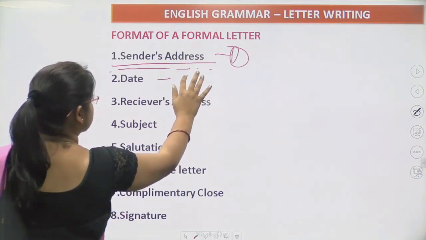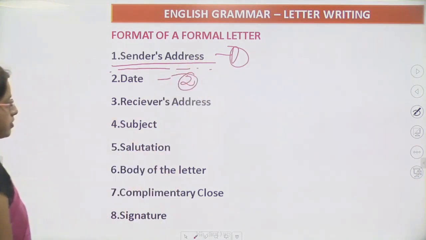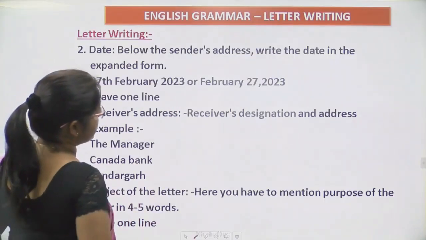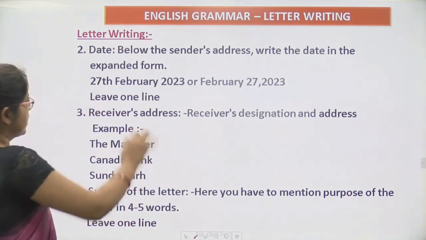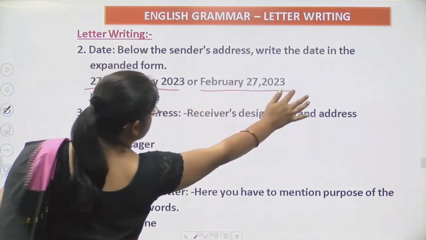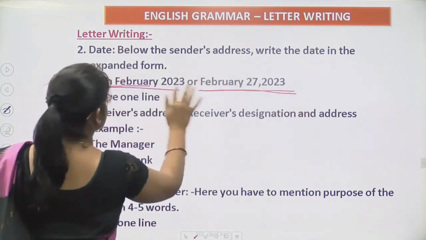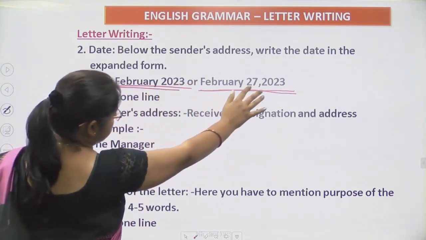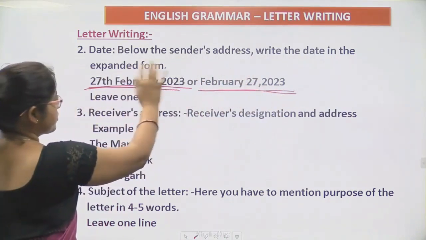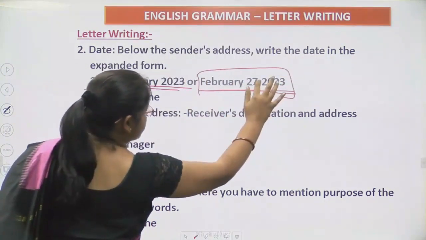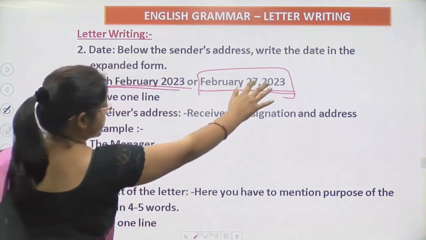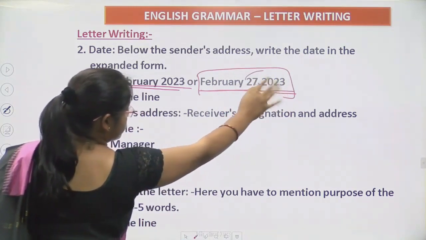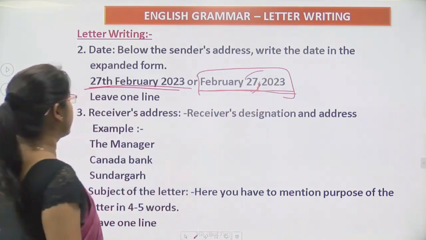Second, leave one line, then we have to write the date in a formal letter. How do we write the date? Below the sender address, write the date in the expanded form, like 27 February 2023 or February 27, 2023. If you write it this way, then you must put a comma here, because otherwise the numbers will get mixed up. You have to put a comma here.